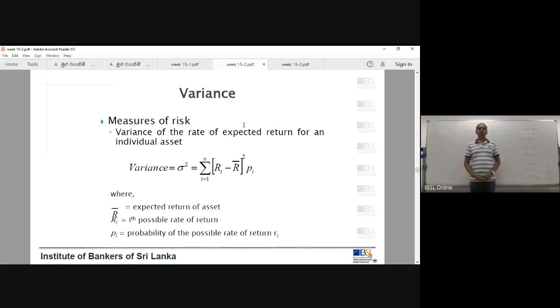Variance is a measure of risk. Variance of the rate of expected return for an individual asset is given by the return minus the average return, squared, into probability, right? So you don't have to memorize this. This is only for your knowledge.